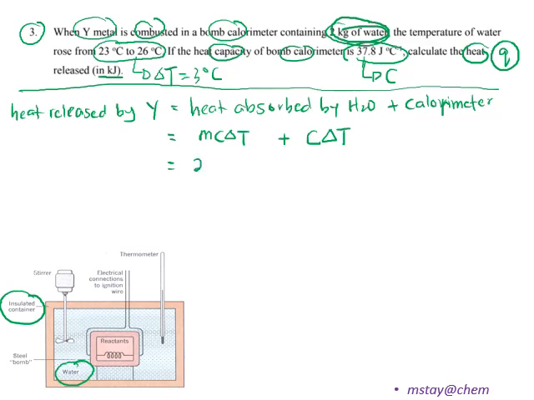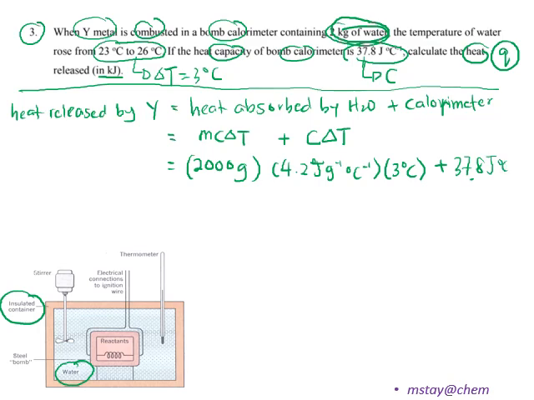The mass of the water needs to be converted to gram, so 2 kg will equal 2000 gram. And then the specific heat capacity for the water is 4.2 joule per gram per degree Celsius. And the change of temperature is 3 degrees Celsius. Plus the heat capacity of the calorimeter, 37.8 joule per degree Celsius, and then multiply with the 3 degrees Celsius.